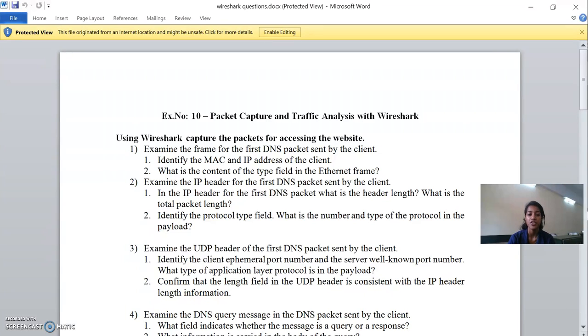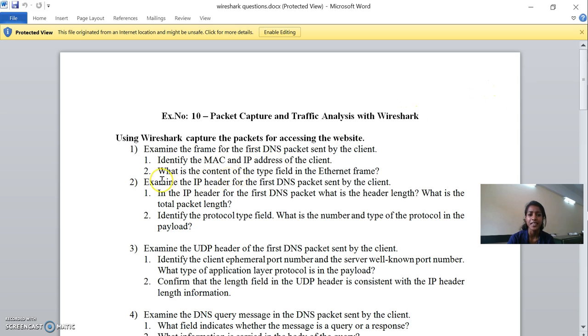Hello everybody, my name is Sharon George and today we are going to learn about Wireshark. So we are going to learn how to capture packets using Wireshark and analyze the traffic with Wireshark. So these are the questions given related to Wireshark and we will be using these questions to understand the concept.